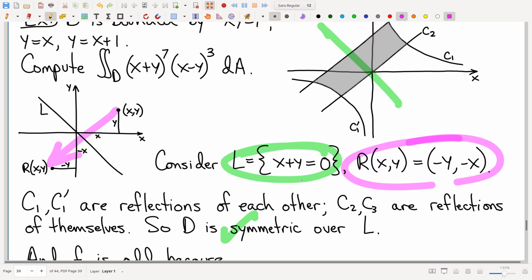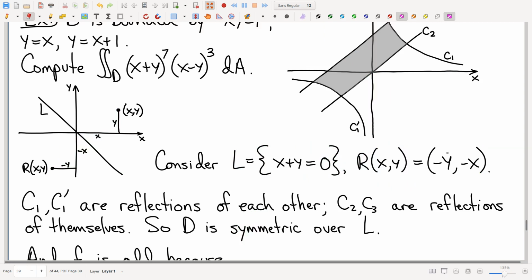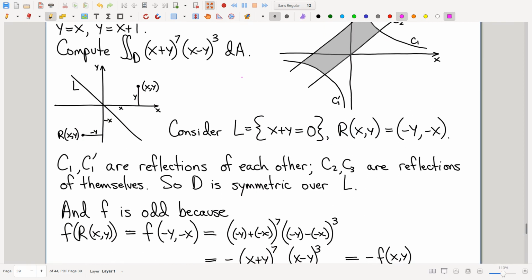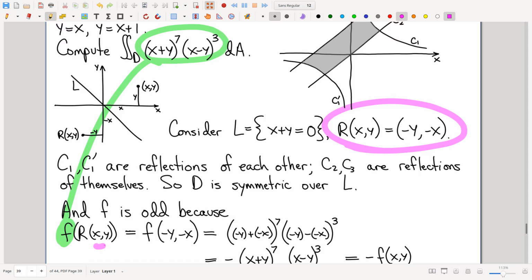Okay. So now we need to worry about the integrand. We've got to make sure that the integrand is odd. Again, the thing that I'm plugging in for is that expression right there. That's my integrand. That needs to be odd. My reflection I've noted right there. Notice that's what I'm plugging into my integrand.